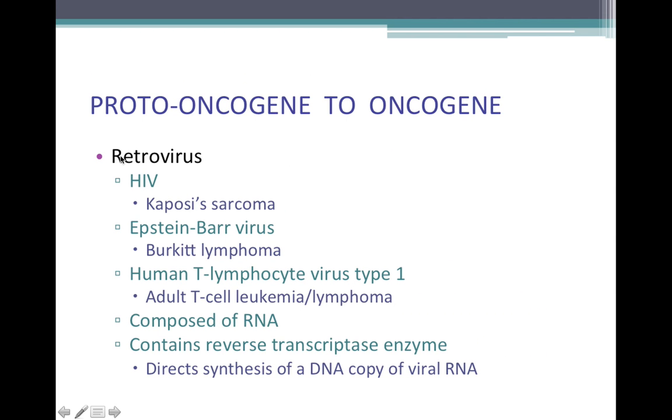Now, some retroviruses that cause proto-oncogene to oncogene formation would be things like HIV, Epstein-Barr virus, which is a type of herpes virus, and human T lymphocyte virus type 1. HIV is associated with something called Kaposi sarcoma, which is one of the signs of HIV infection. Epstein-Barr virus can cause Burkitt's lymphoma, and this lymphoma is basically a growth of lymphocytes that's caused by this type of herpes virus. And the human T cell virus type 1 also is associated with leukemias and lymphomas. So it's interesting that viruses can be related to cancer.